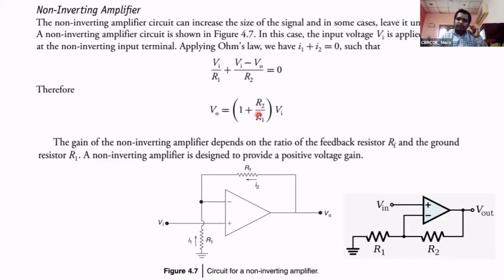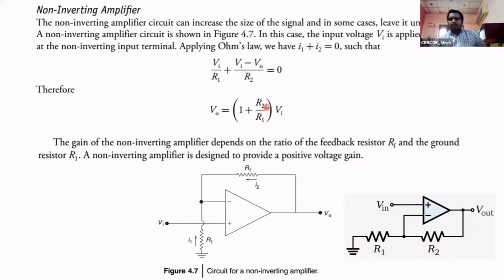What is the difference between the previous case and this case? We are getting a positive output. That is the difference between the inverting and non-inverting type operational amplifiers. Here the gain is 1 plus RF by R1. Here R2 means RF, that is the feedback resistance.